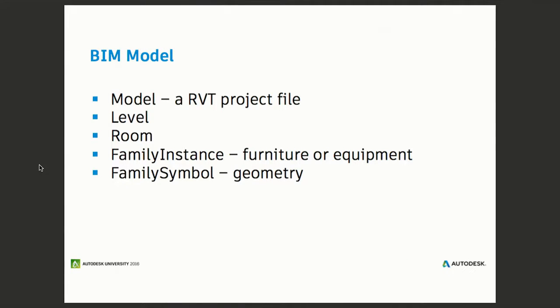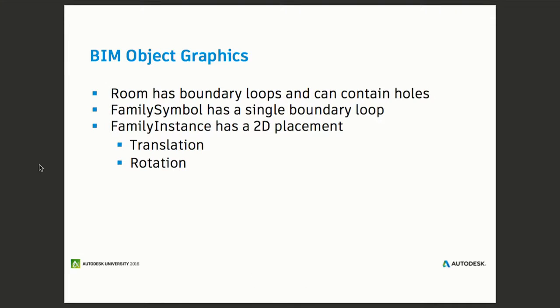So for the family instance, I have the placement, or the location, and the rotation. And that's all the information it has, because the geometry is defined by the family symbol. Plus, all of these might be equipped with some properties. So where do I get those graphics from? From the room, I can analyze the boundary loops, including holes. For the family symbol, I generate one single bounding loop, the outside bounding loop.